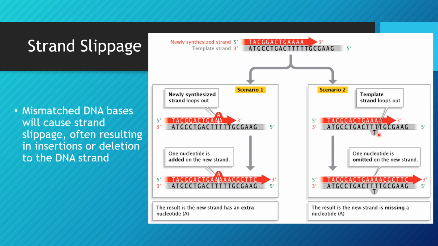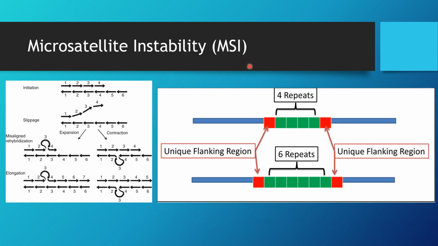As a result, you get these insertions or deletions in the DNA, and this happens at a much higher rate in cancers that have this mismatch repair deficiency as compared to normal cancers or cancers that don't have this mismatch repair deficiency. So with the strand slippage that comes from these mismatched bases, as the cells keep on dividing uncontrollably, you'll eventually have large insertions and deletions.